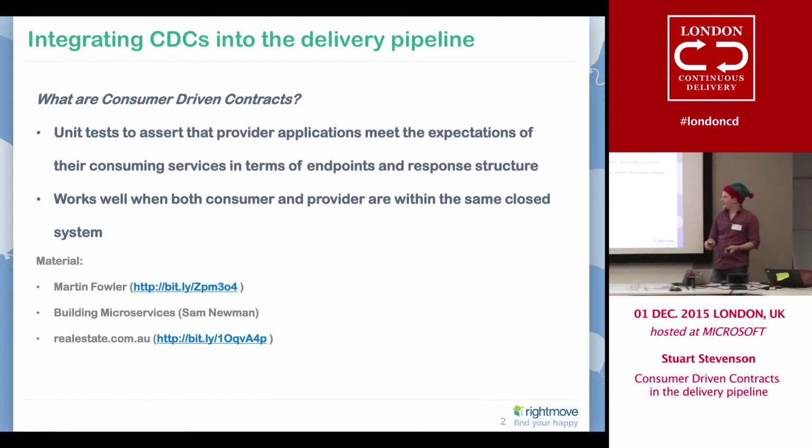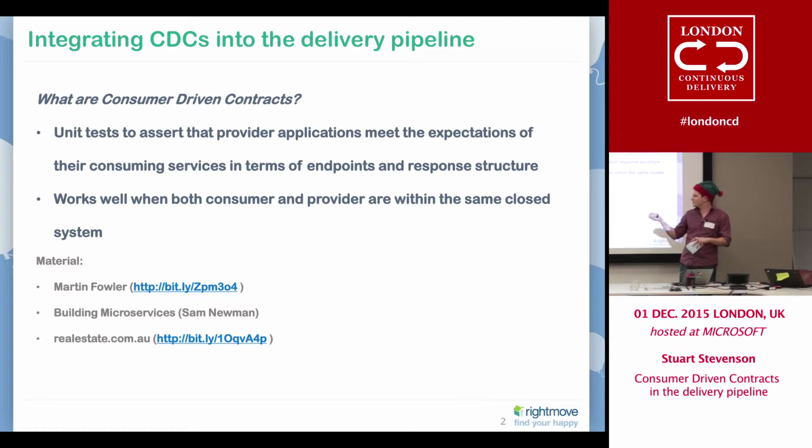I say think about them as a unit test to assert that provider applications meet the expectations of their consuming services. So you've got a consumer-provider relationship between two services, like a specification for what the API looks like, what structure the data is returned in, and be able to use those specifications to automate tests. So it's really good when both consumer and provider are within a closed service.